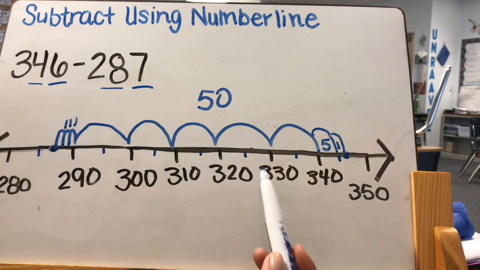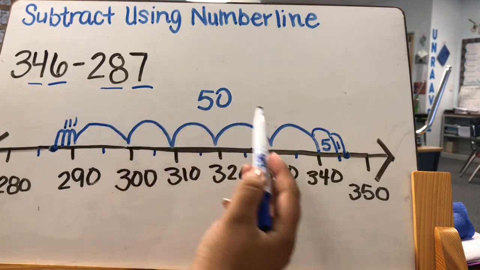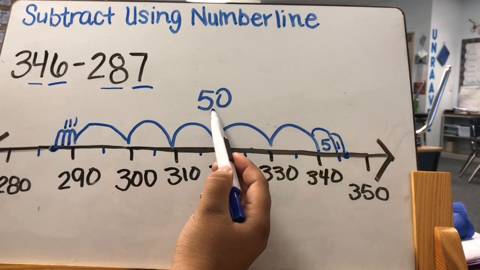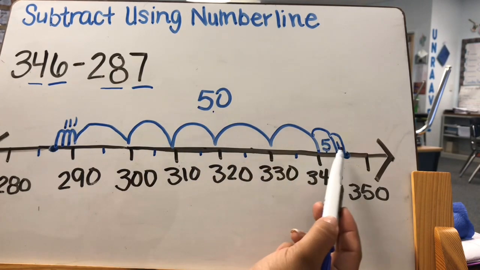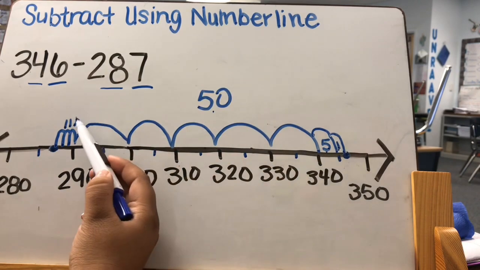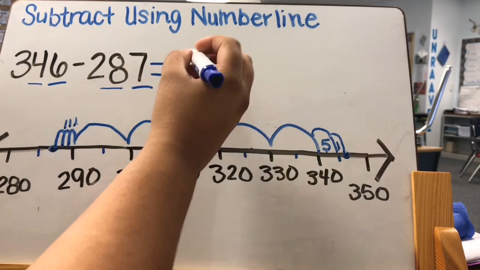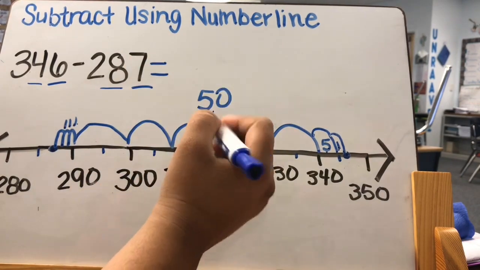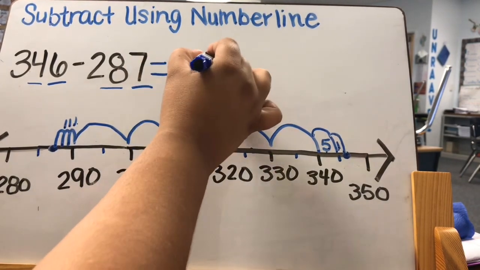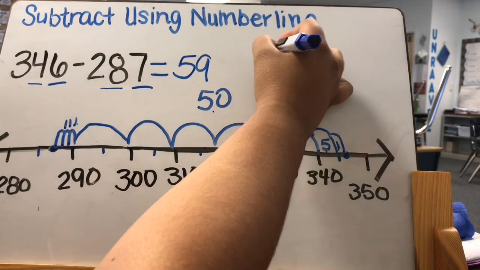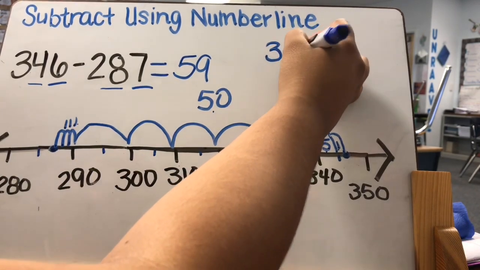Now what's left to do is you simply add all of these values of the hills and the mountains together. So we have 50, 55, 56, 57, 58, and 59. 346 minus 287 equals 59. This is simply a strategy that can be used. You can always do a standard algorithm.